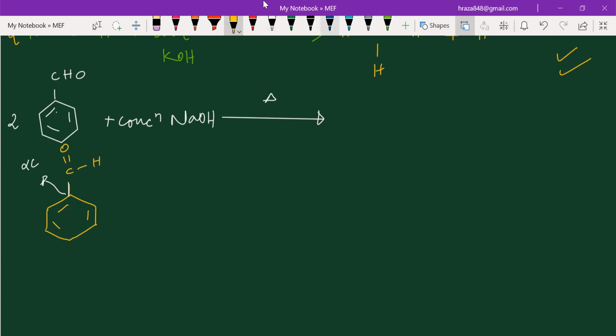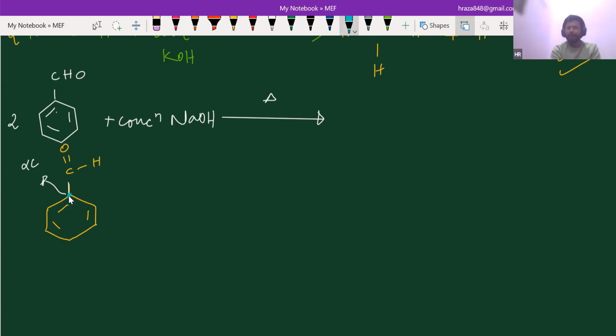No, sir. This is not alpha carbon. Yes, sir. That is alpha carbon. So can you tell me whether this carbon has alpha hydrogen or not? Does this carbon have any hydrogen? Yes or no? No, sir. What you just said? No. That means there will be a Cannizzaro reaction.